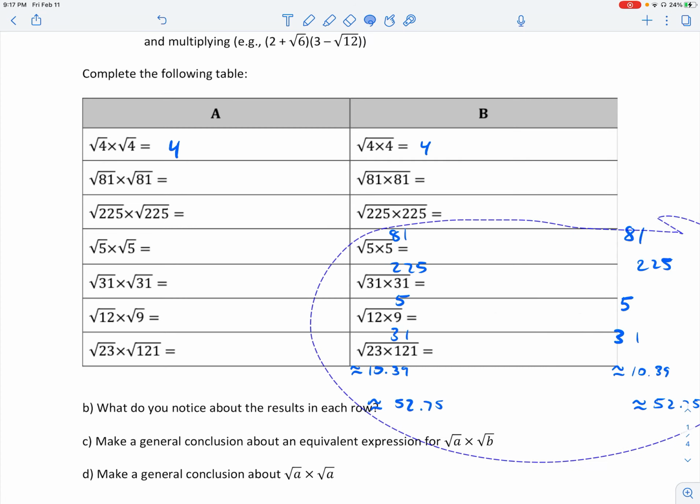So let's do our first example. We got 2 root 3 times 3 root 6. All we have to do is multiply the coefficients together. 2 times 3 is 6. Okay, that's from the 2 times the 3.